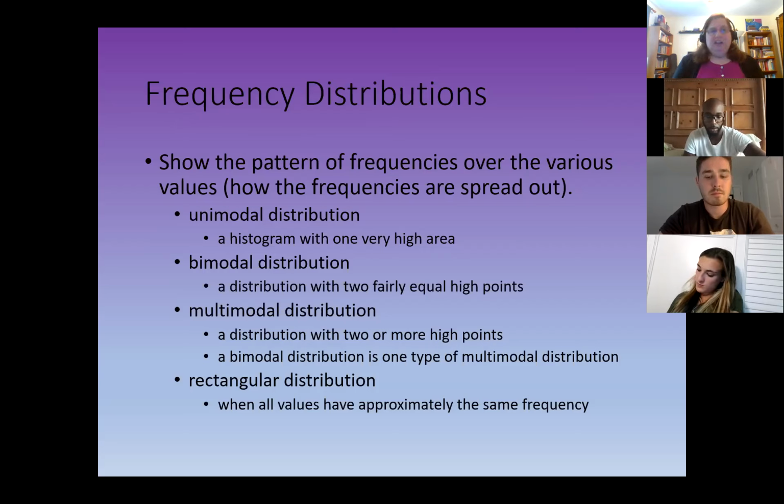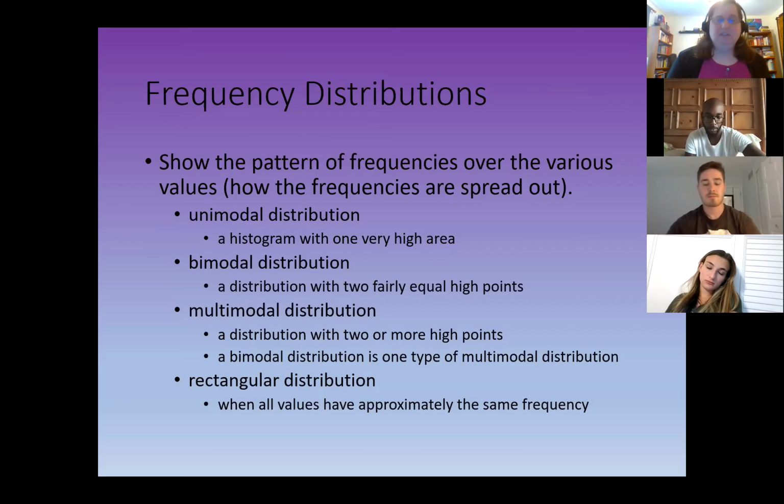Okay. And then a rectangular distribution is when all values have approximately the same frequency. So in other words, a good example of a rectangular distribution is if I had a fair die with 6 sides on it, and I just kept throwing it again and again and again, let's say 1,000 times, then what you might anticipate is that I would pretty much at the end wind up with an equal number of 1s, 2s, 3s, 4s, 5s, and 6s, right? That would be rectangular.